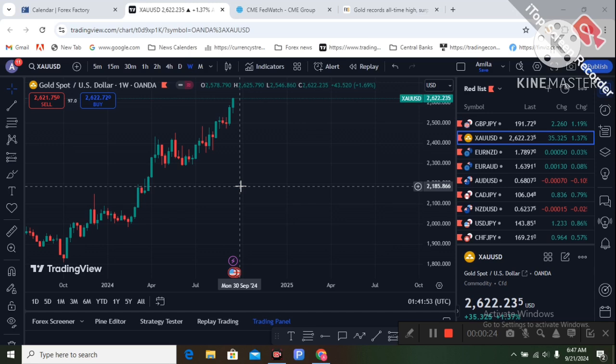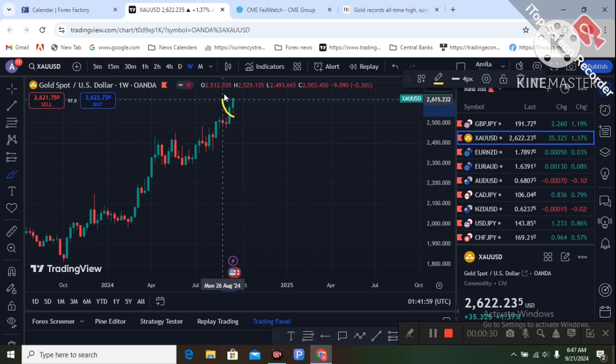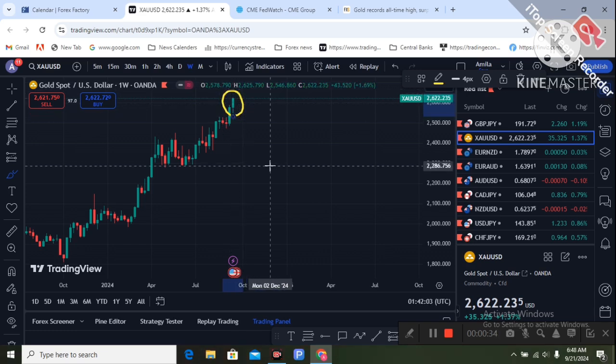So let's see what will happen in gold trading next week. I'm on the weekly chart of gold. You can see a strong bullish candle was created last week. The bias is under control with the gold price.